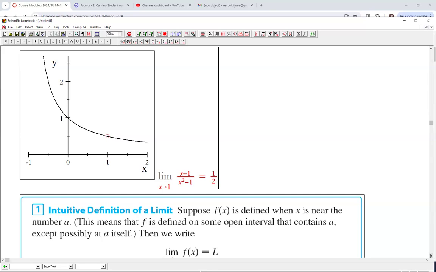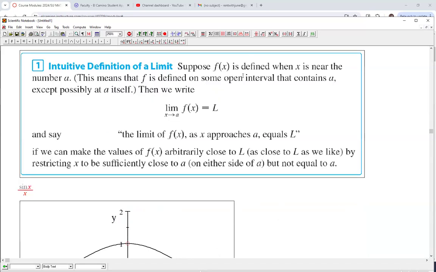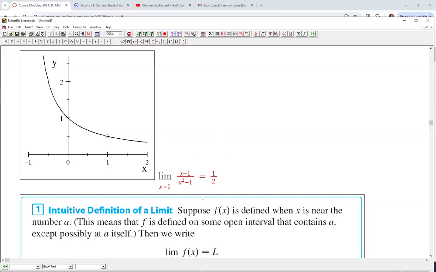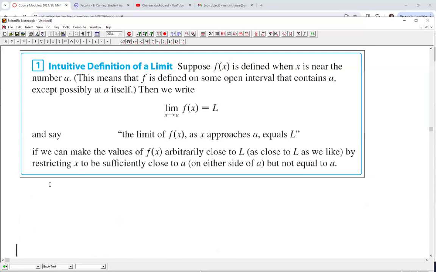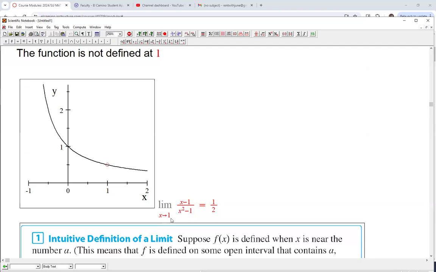So the intuitive definition of limit is that suppose a function is defined where x is near the number a. In our example here, a is 1, but a is not in the domain. It is okay, we can define the limit whether a is in the domain or not. Here in the parentheses, we explain that this means that f is defined on some open interval that contains a, except possibly at a. So it may or may not be defined at a. In our case, the function is not defined at 1.